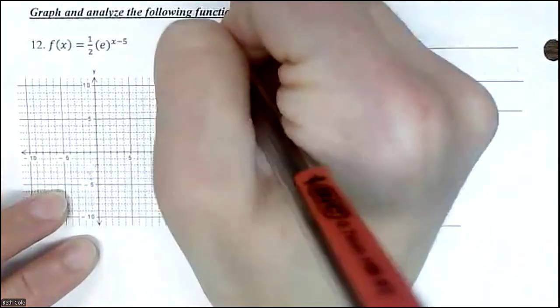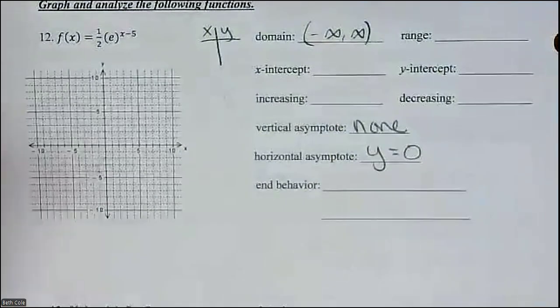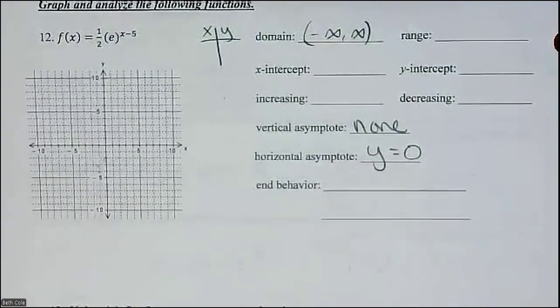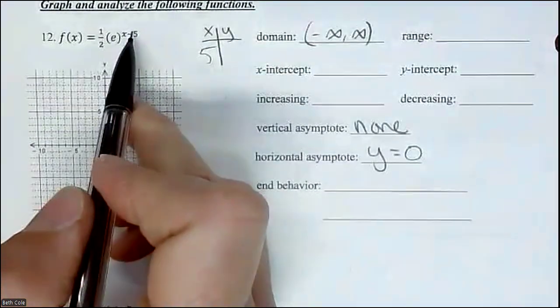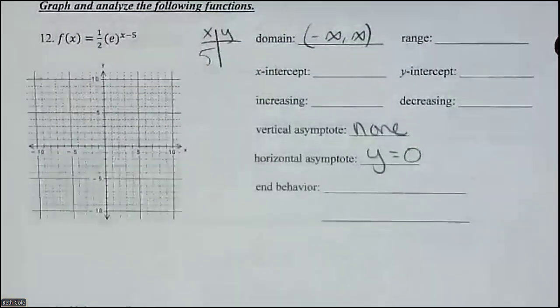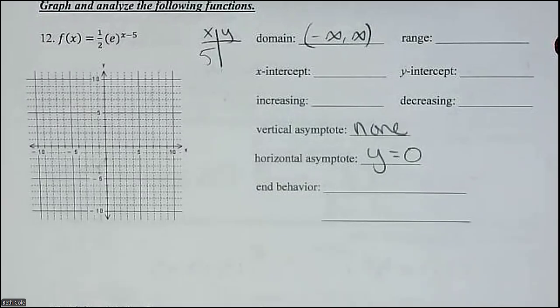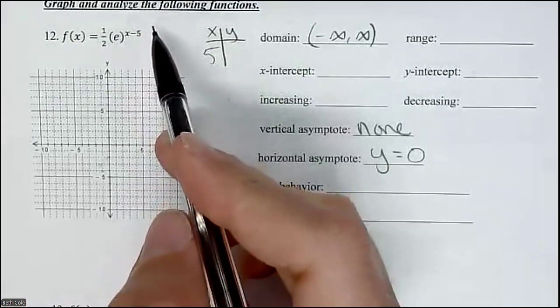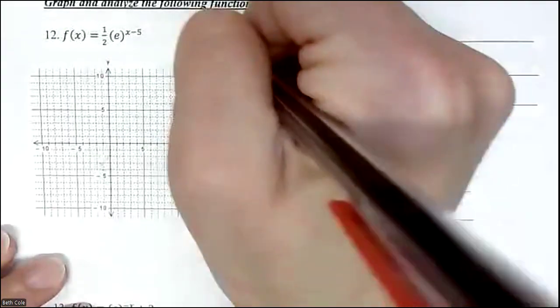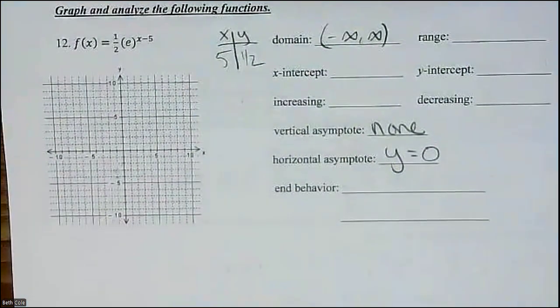All right, let's make our table. There's only 1 number you can plug in, and it's not 0. 5. Do you see how it went right? Plug in 5. You want to go to where that new center shifted to. 5 minus 5 is 0. E to the 0 is 1 times a half is 1/2. That is the only point you get.